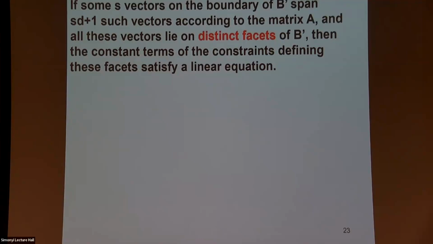Then if you look at the constant terms of the constraints defining the facets of the polytope, they have to satisfy some specific linear relation. And this explains why we have this SD plus one here. Because S vectors, the total number of their coordinates is S times D. And if all together we span SD plus one facets, or vectors corresponding to facets, then we have these SD plus one constant terms of the constraints. And there are more of them than we have variables, so some linear equation has to be satisfied.